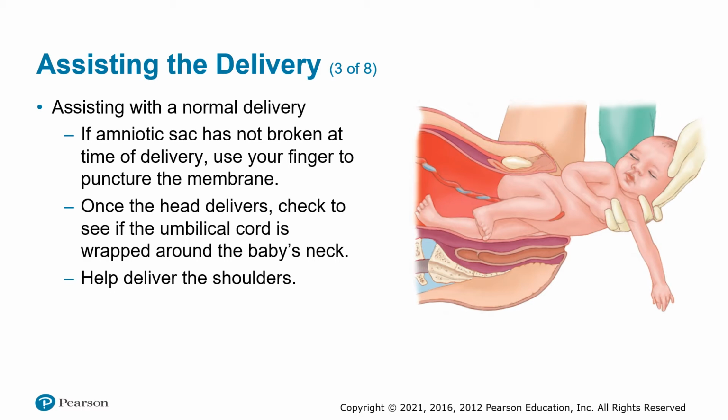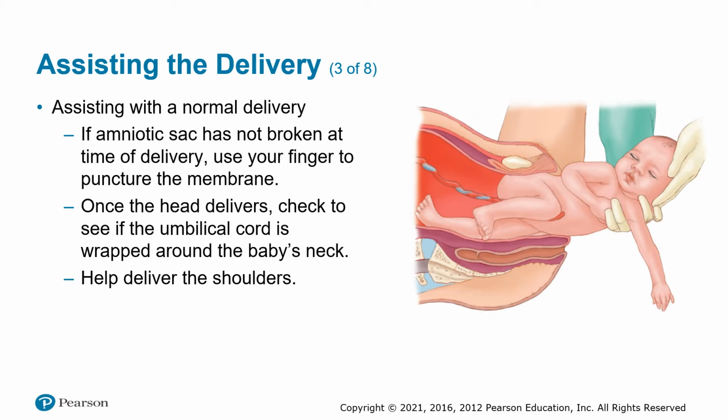So what we did was we took a scalpel and punctured the sac, and then we took a finger and broke open the sac and opened it more because it was not going to break with a finger. Once the head delivers, we're going to check to see if the umbilical cord is wrapped around the baby's neck. This is called a nuchal cord. If it is, we're just going to slip a finger in there and wrap our finger around the baby's head. If we can't, then we're going to clamp in 2 spots and cut.